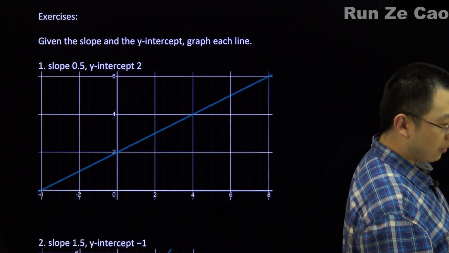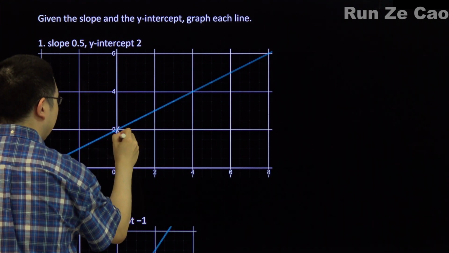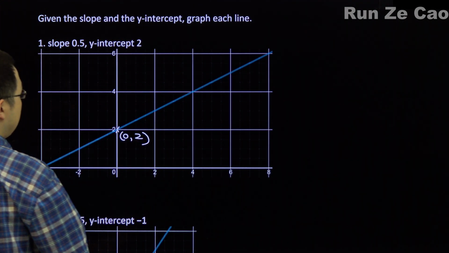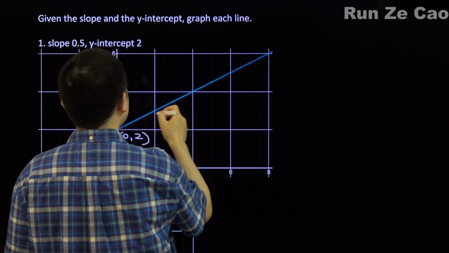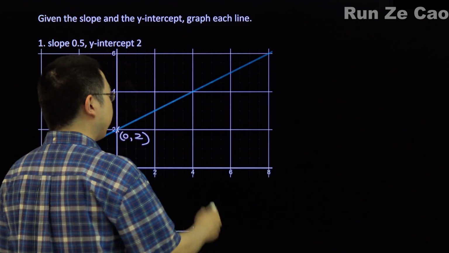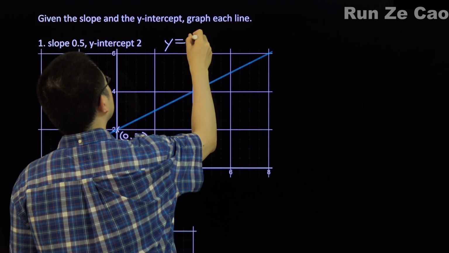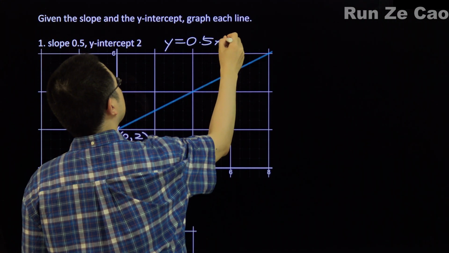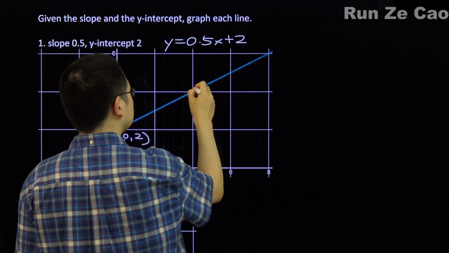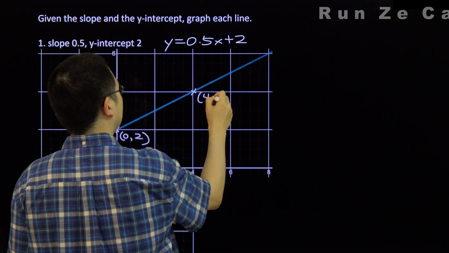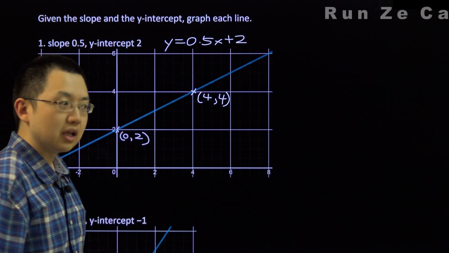Now, given the slope and the y-intercept, graph each line. Y-intercept 2. Of course, we would plot that point 0, 2. And then for 4, we would find slope is 0.5. So half of 4 is 2, plus the y-intercept. So y is equal to 0.5x plus 2. So for x equals 4, this would be 2 plus 2, so 4. And then we could put a ruler through these 2 points and be done with it, if we so wished.